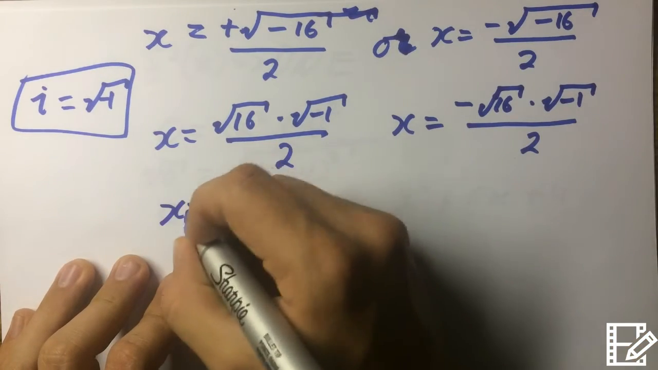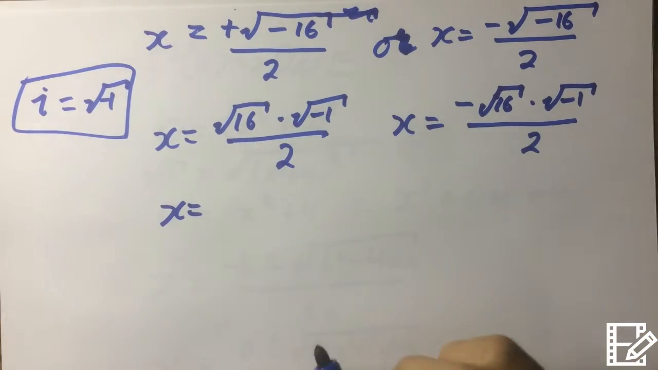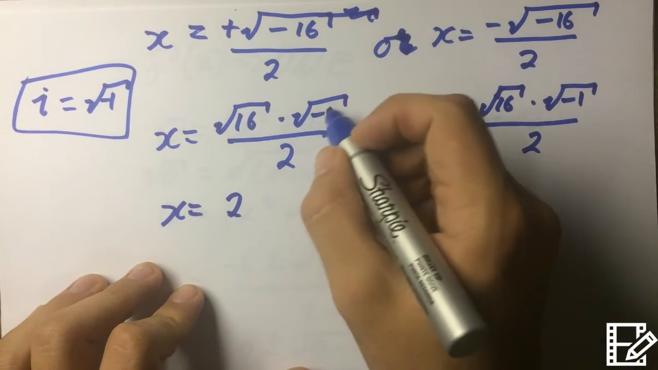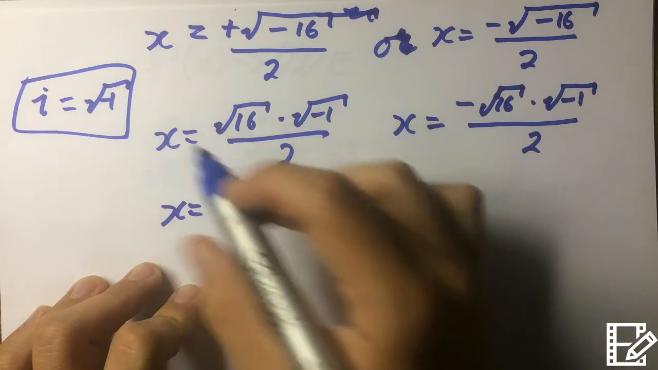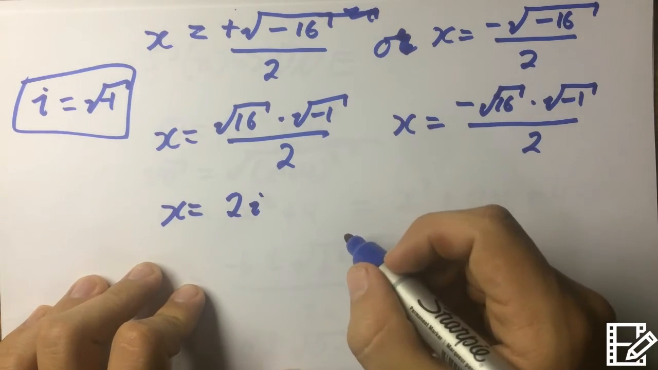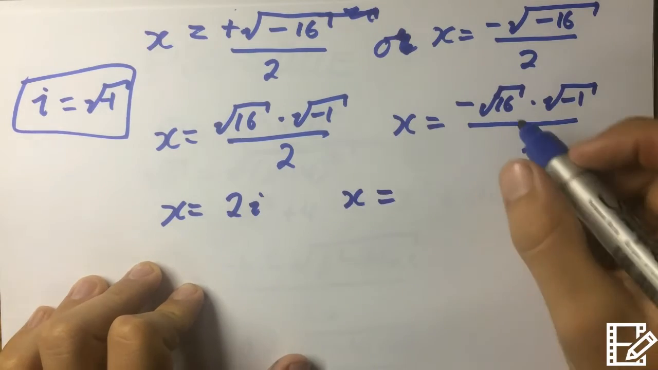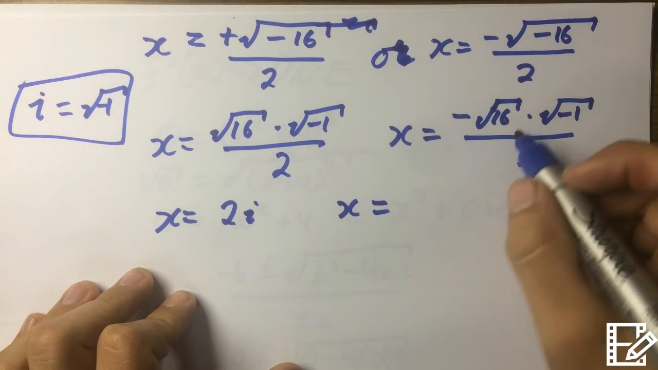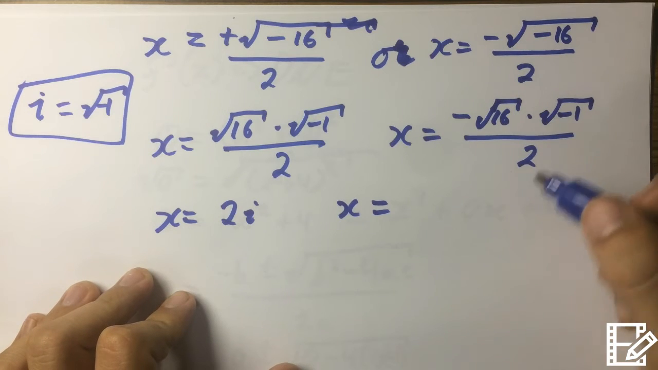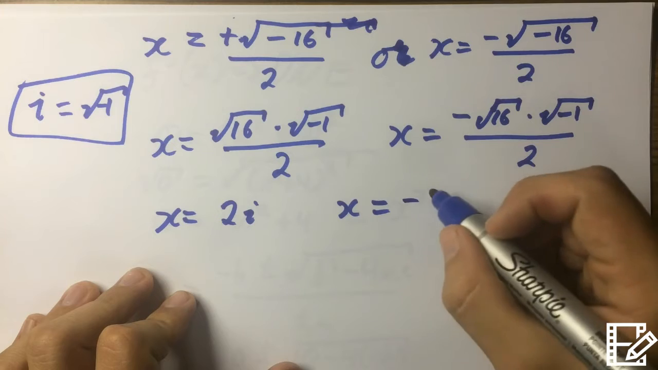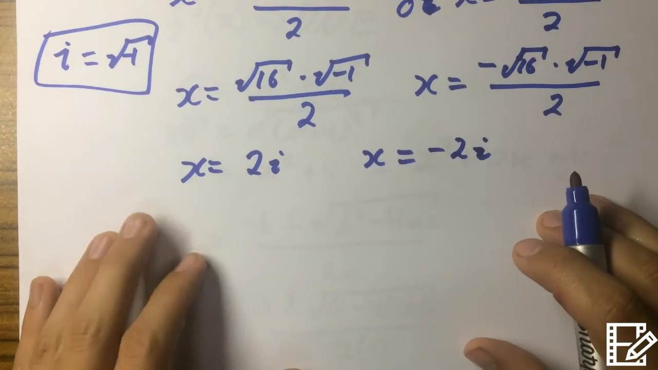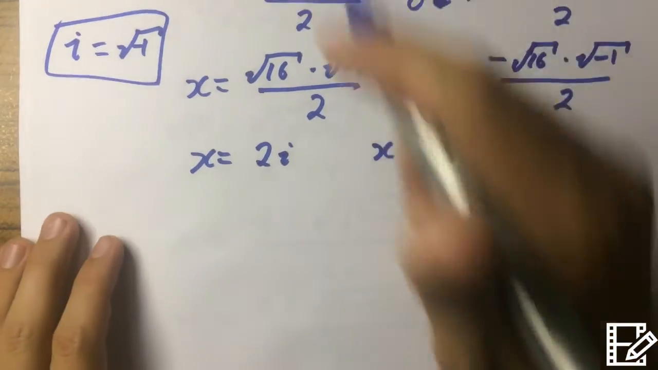So here we have x equals the square root of 16, which is 4. 4 divided by 2 is 2. And as we said, i is equal to the square root of negative 1. So we have just 2i. And x over here is the exact same: the square root of 16 is 4, divided by 2 is 2, and negative, so it's negative 2i. So, these are your values.